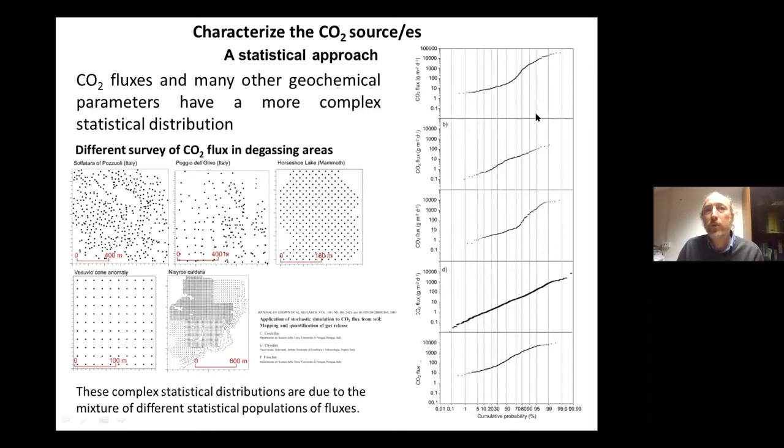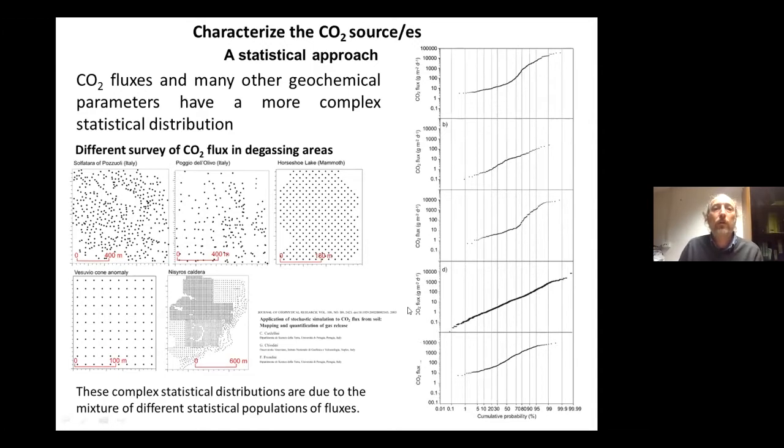Here is reported the probability plot of the log of the gas fluxes taken from different surveys in different areas. And we see that in just one case, maybe, we have this straight line suggesting that the data refer to a single population. While in most of the cases, we have this shape of the statistical distribution with some inflection points. And these complex statistical distributions are generally due to mixtures of different statistical populations of fluxes that can be due to the presence of different sources that are feeding the carbon dioxide degassing, or that can be related to different mechanisms of transport or to large variation in the permeability of the soil.